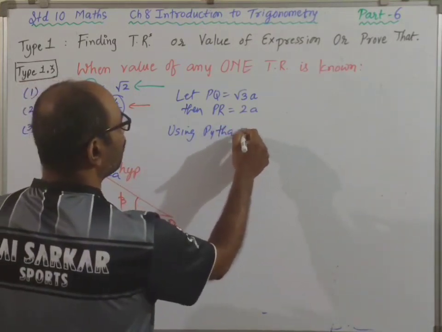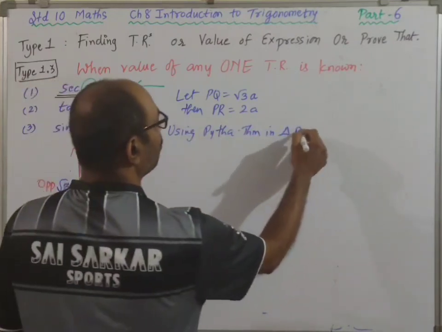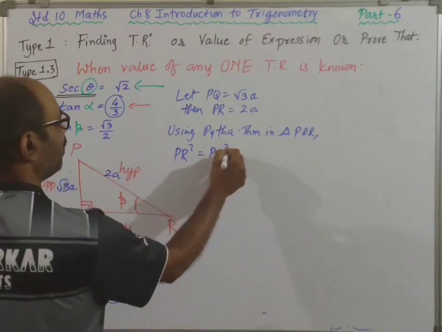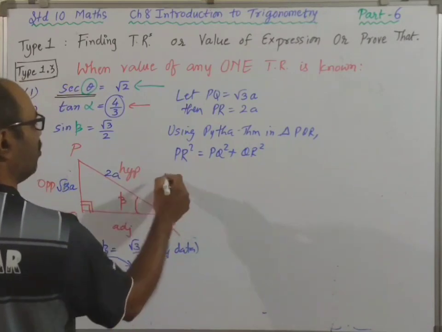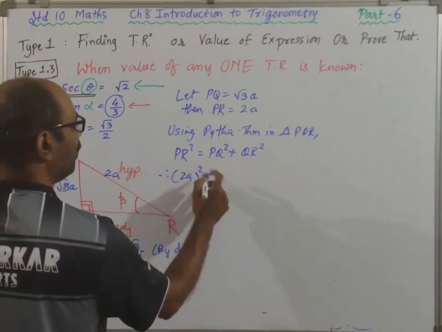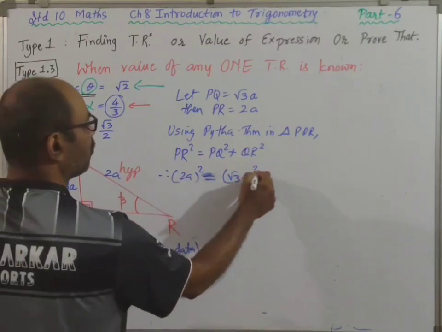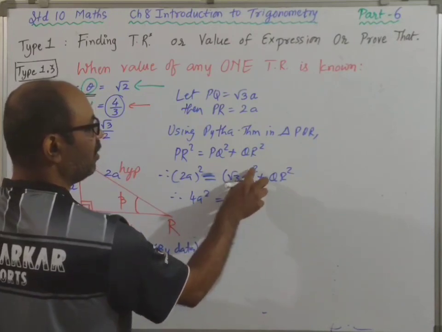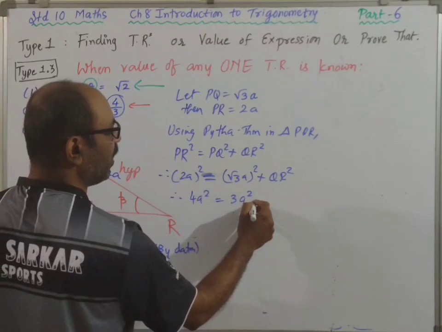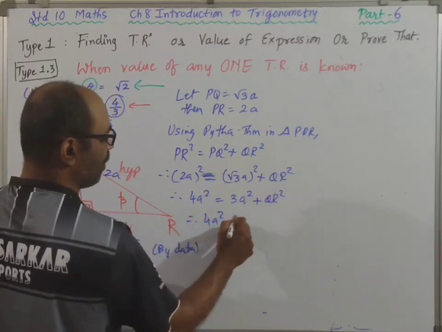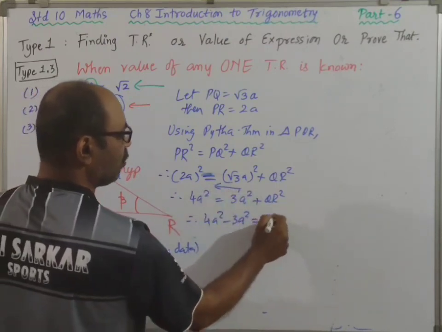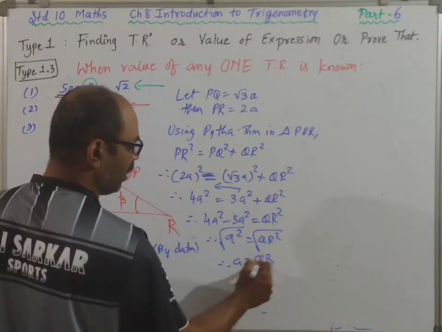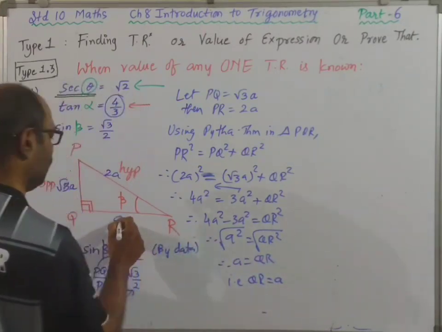By using Pythagoras theorem in triangle PQR: PR square is equal to PQ square plus QR square. PR is known, therefore 2a whole square is equal to PQ square, that is root 3a whole square, plus QR square. 4a square is equal to 3a square plus QR square. 4a square minus 3a square is equal to QR square. So a square is equal to QR square. Taking square root on both sides, a is equal to QR. So QR is a.